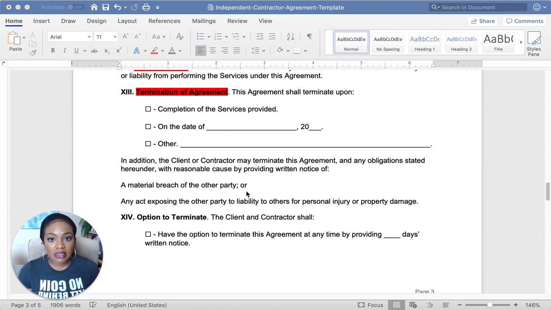Let's say the independent contractor slides a day or two for not performing. Is that going to be a material breach? Is time of the essence of the agreement? It should be very, very clear what the expectations are of both parties, and also what is going to be a material breach.